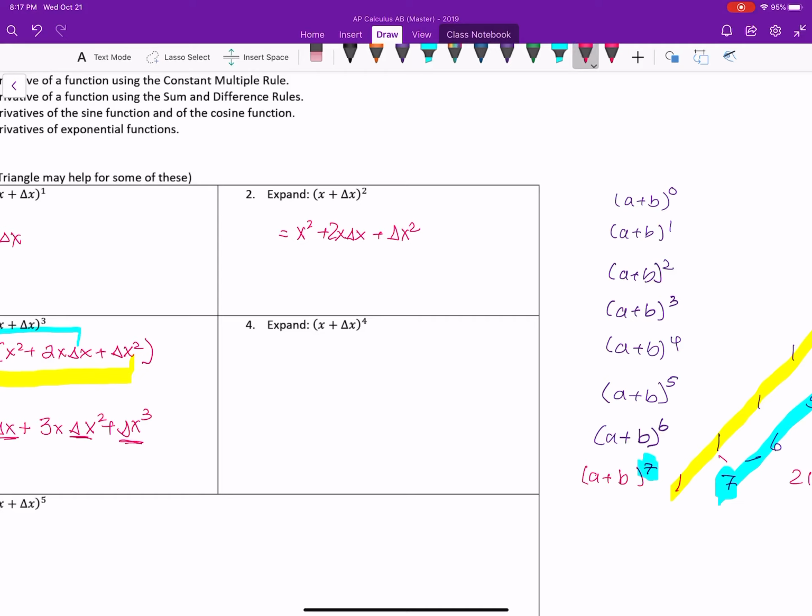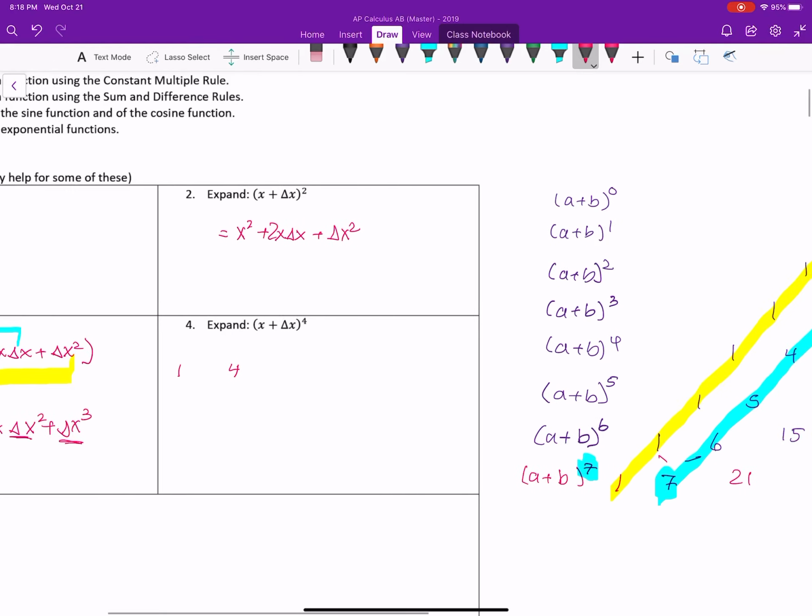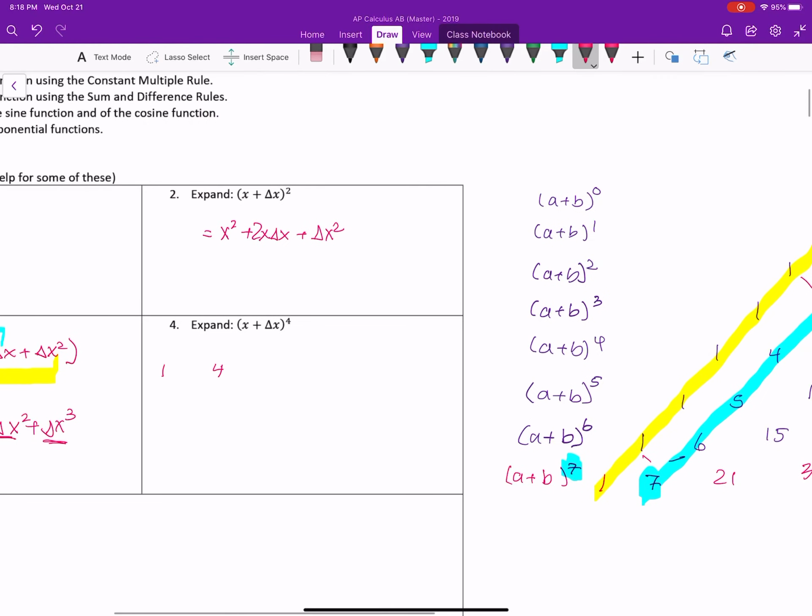If I expand, I can look at my Pascal's triangle. I know the coefficients are going to be 1, 4, oh, I have to look over here, 6, 4 and 1. And it's going to be x to the 4th, x to the 2nd. No, not to the 2nd, to the 3rd. I'm going down by 1. X to the 3rd, x to the 2nd, x, and then x to the 0 power we don't write.